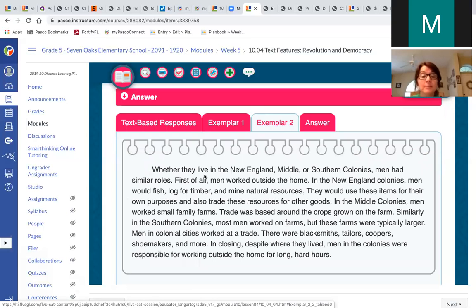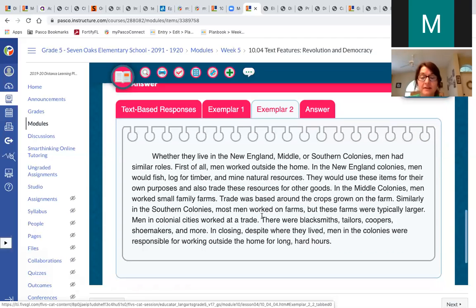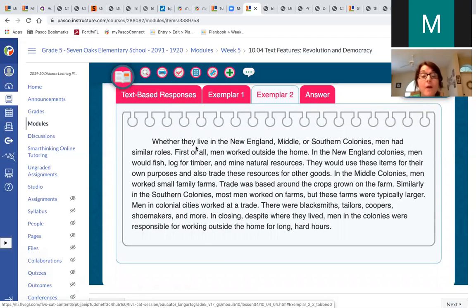Then we look at exemplar two. Whether they lived in the New England, middle, or southern colonies, men had similar roles. Then look, they start with a nice transition. First of all, men had to work outside the home. So you're going to read through the rest of it. I was just getting you started there. But you want to really look for whether or not the response actually ties back to answer the question.